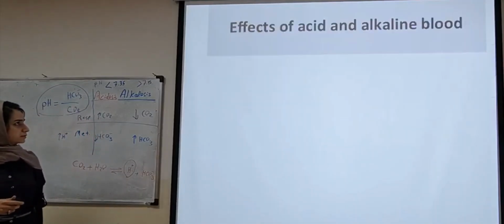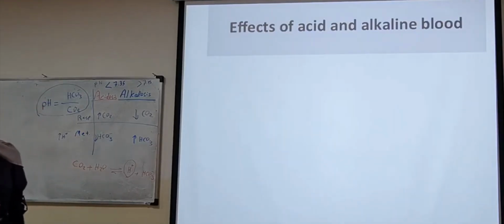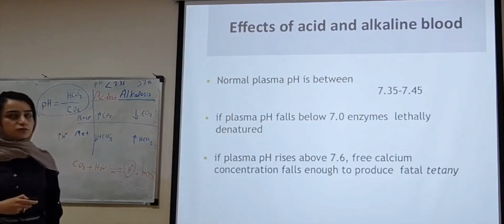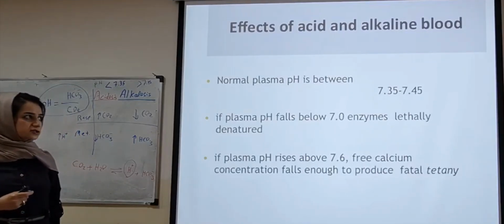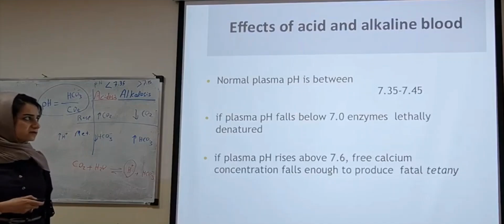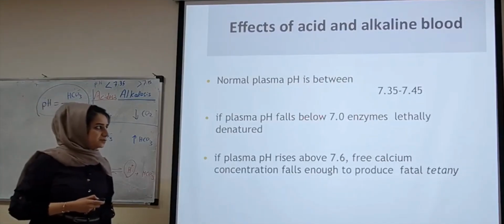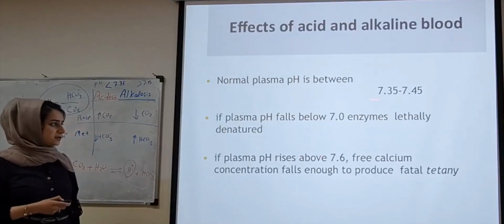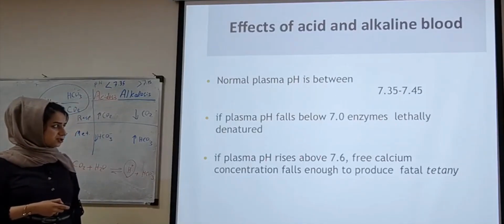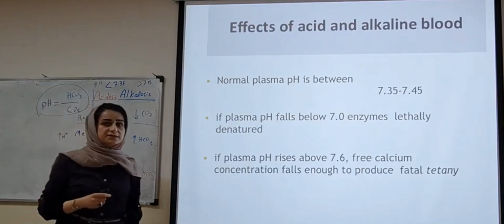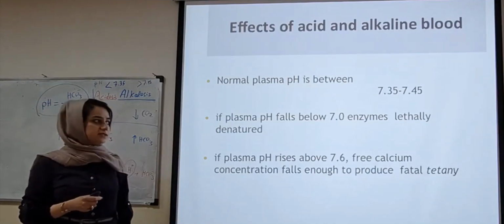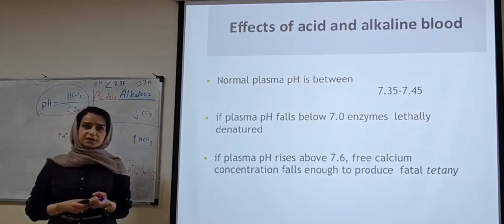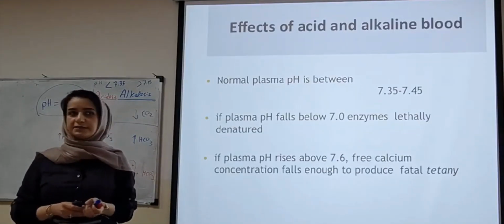As we said, acid-base imbalance causes abnormality or decrease in the function of the body. If the pH becomes less than 7, the enzymes are denatured, and it is a lethal condition. And if the plasma pH goes above 7.6, it will cause a decrease in the free calcium concentration and will cause tetany.